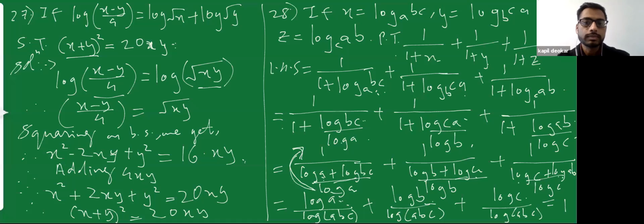Again, apply a logarithmic formula. Log A plus log B is log of A into B. So log A plus log BC is log of ABC. Similarly, for the rest of the two terms. Then take log of ABC as your LCM. In the numerator, we'll have log A plus log B plus log C. And what is log A plus log B plus log C? Log of ABC. So cancel numerator and denominator, and you'll get the answer as 1.